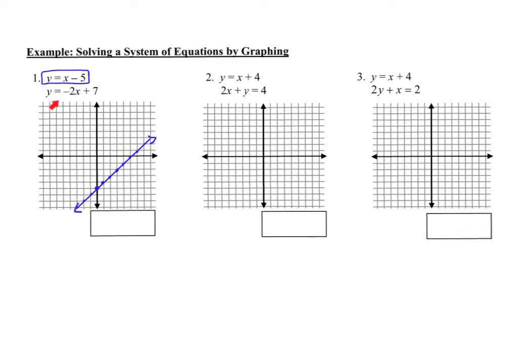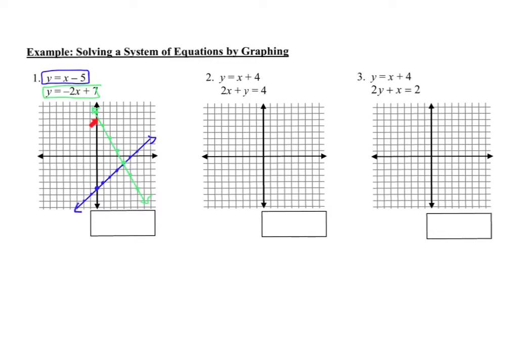Next, we're going to graph y is equal to -2x plus 7. So my y-intercept is 7. My slope is -2. So we're going to start at 7, and we're going to go down 2, right 1. So 7 is right here. Go down 2, right 1, down 2, right 1, down 2.